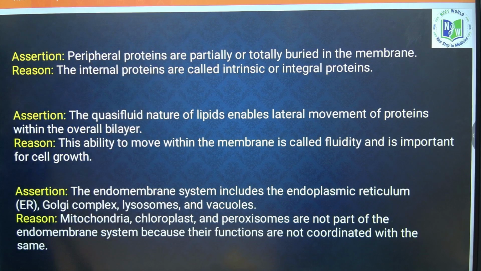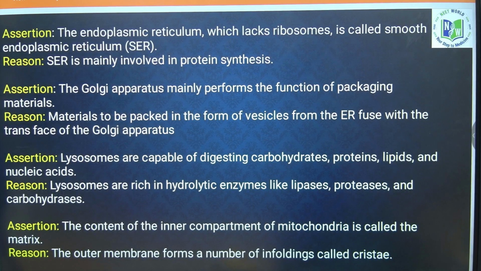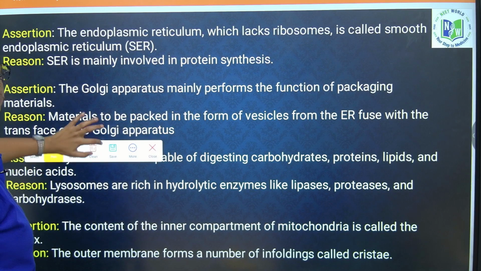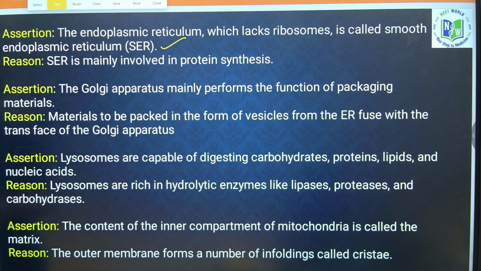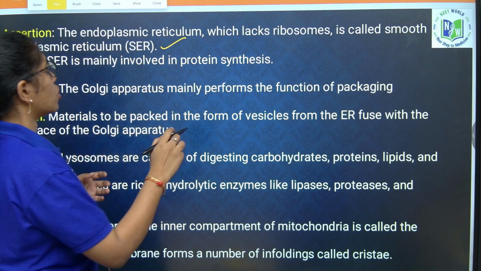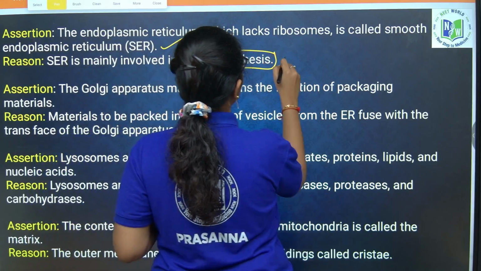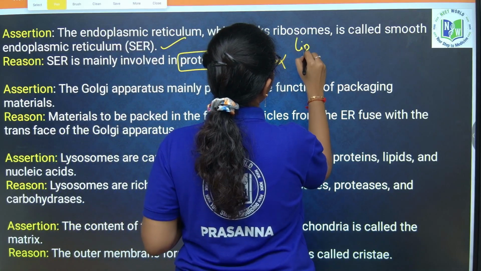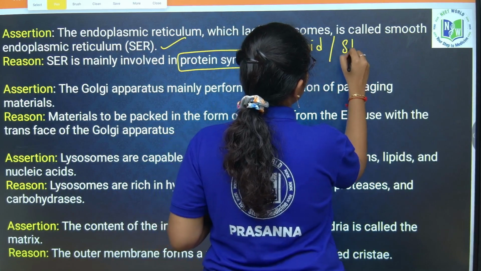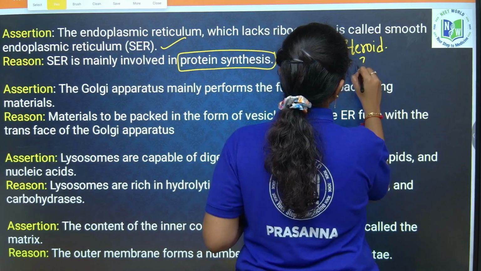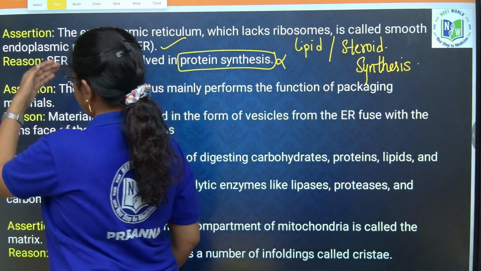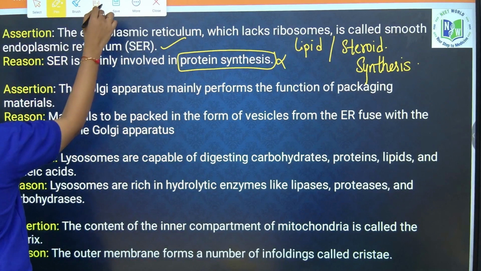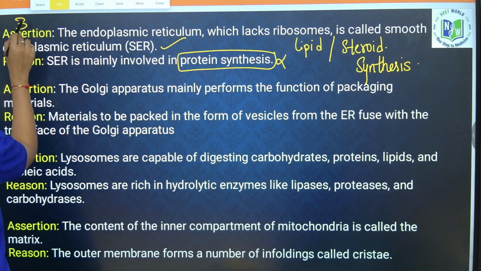Next question. Here if you see, the endoplasmic reticulum which lacks the ribosomes is called as what? Smooth endoplasmic reticulum. Of course, correct. Smooth endoplasmic reticulum is mainly involved in protein synthesis. Wrong. Smooth endoplasmic reticulum is involved in lipid and steroid synthesis. So, assertion is true and reason is false. Then our option is 3.